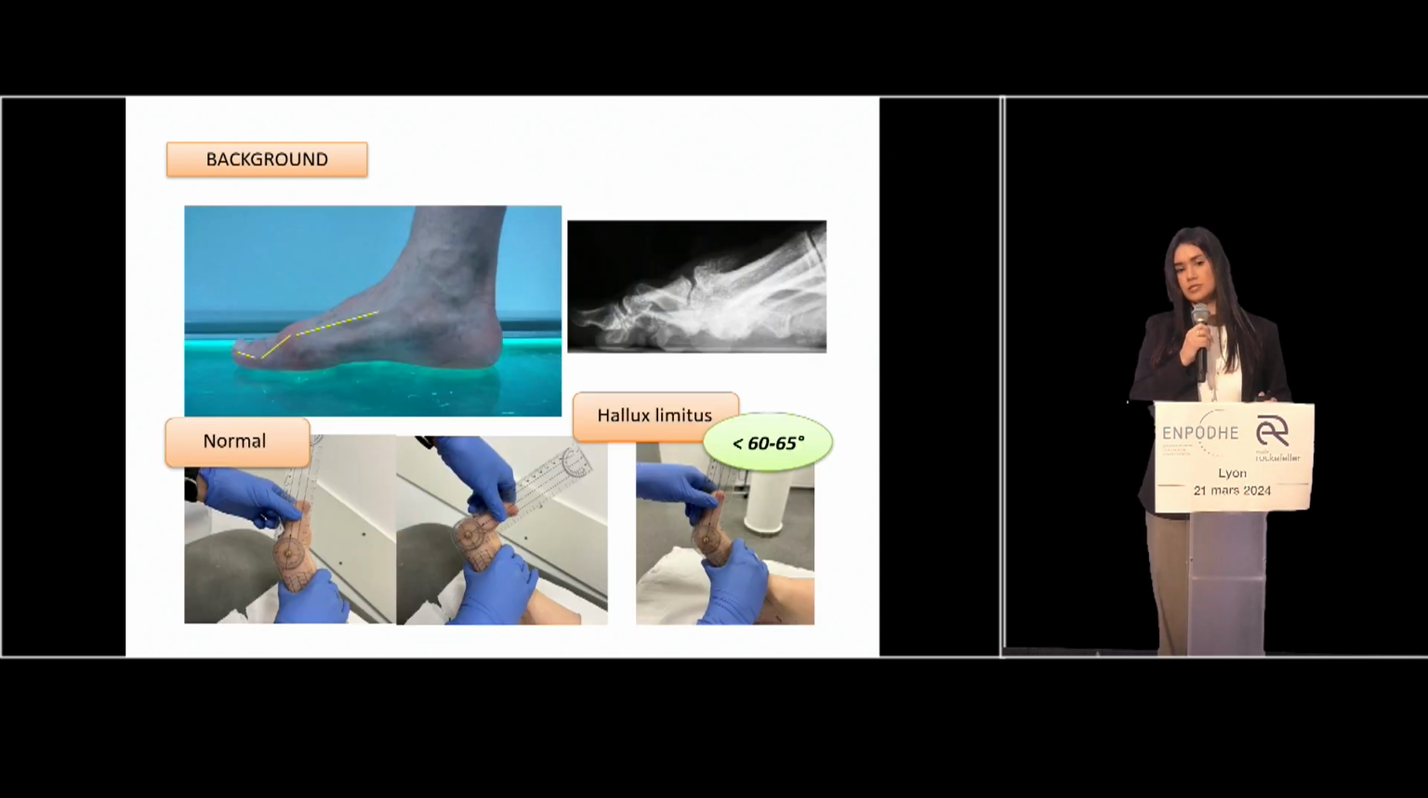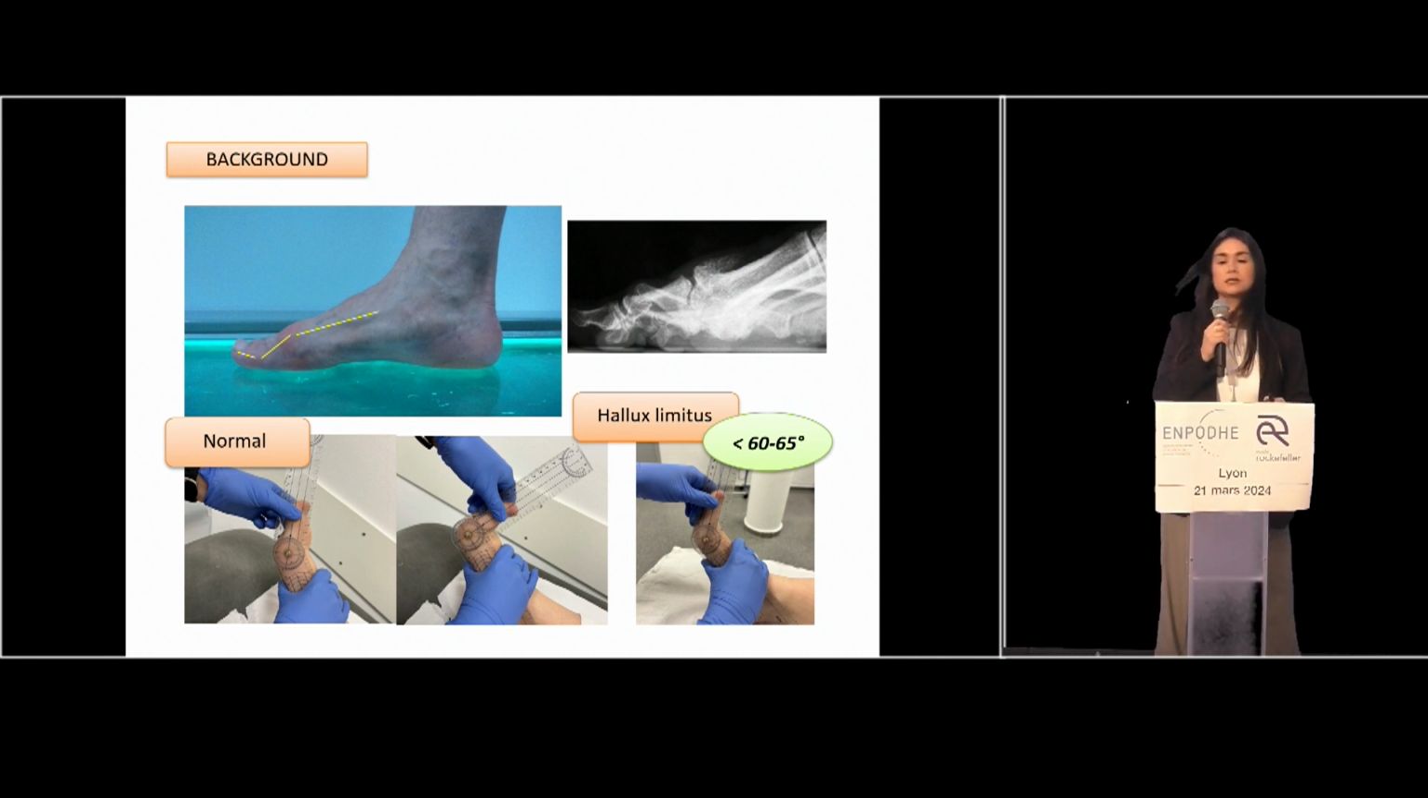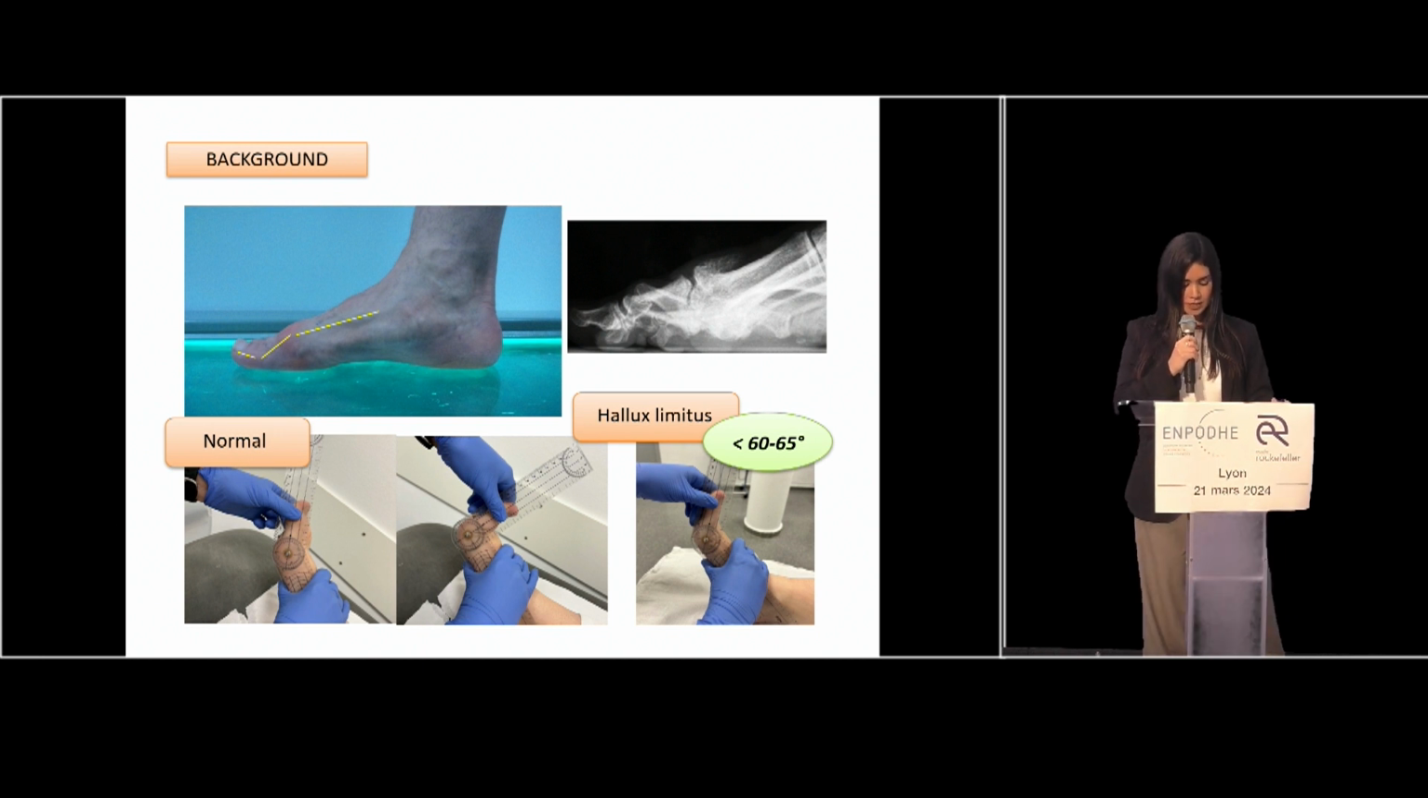Hallux limitus consists of the base of the proximal phalanx of the hallux being subluxed in a plantar way over the head of the first metatarsal. It is also an alteration which goes along with the limitation of the first metatarsophalangeal range of motion in the sagittal plane. It's accepted that for Hallux limitus to exist, this range of motion has to be less than 60 to 65 degrees.